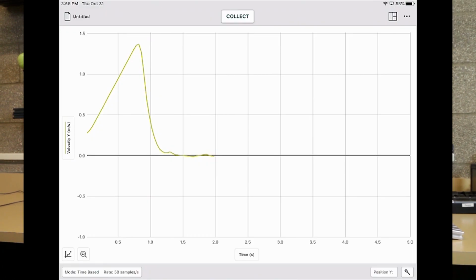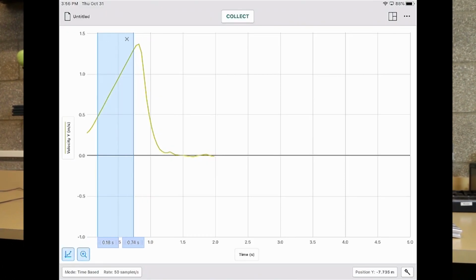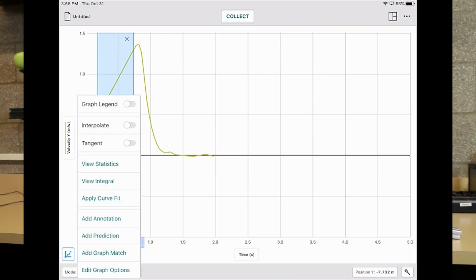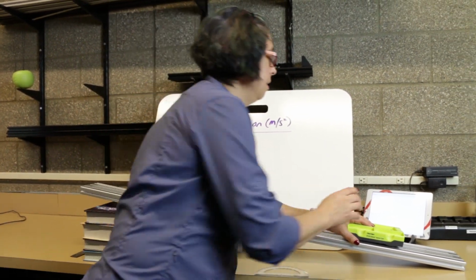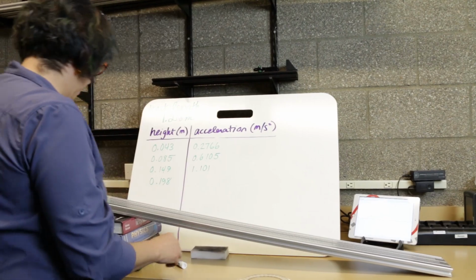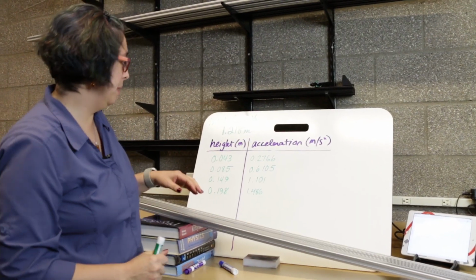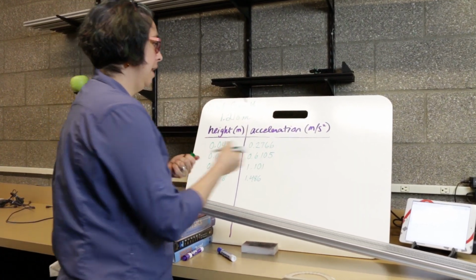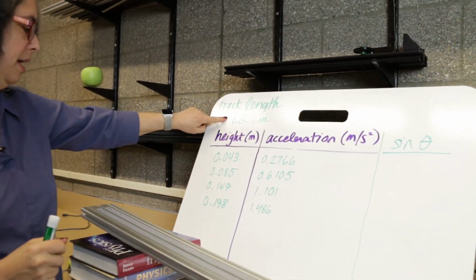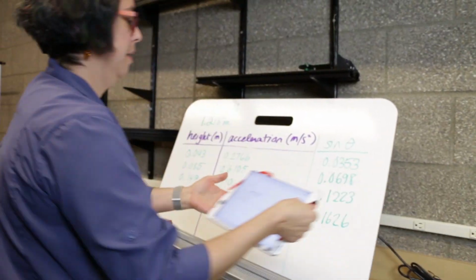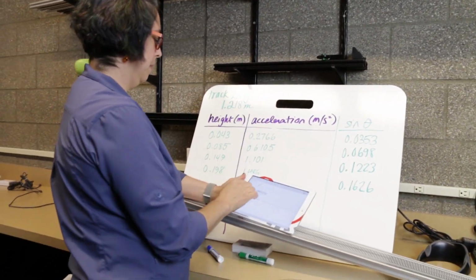I love how collecting data is so quick. If something goes wrong, you can just do it again, super fast. 1.486. Next step, I'm going to have to figure out the sine of the angle. For each of these, that's going to be the height divided by the track length. Time to do some manual entry.